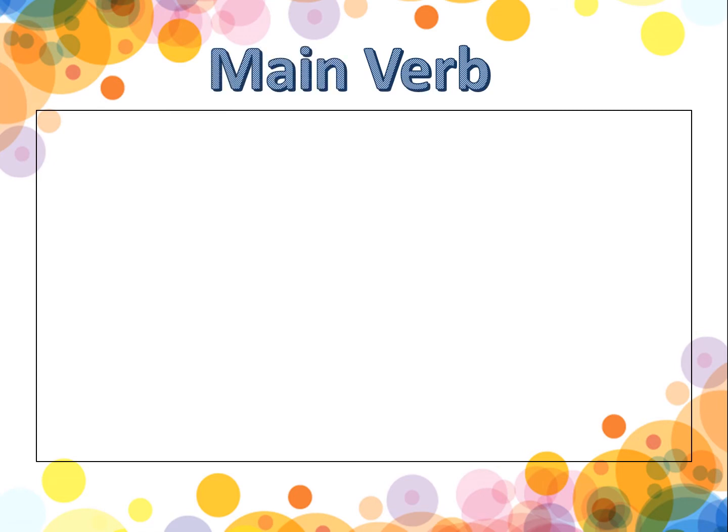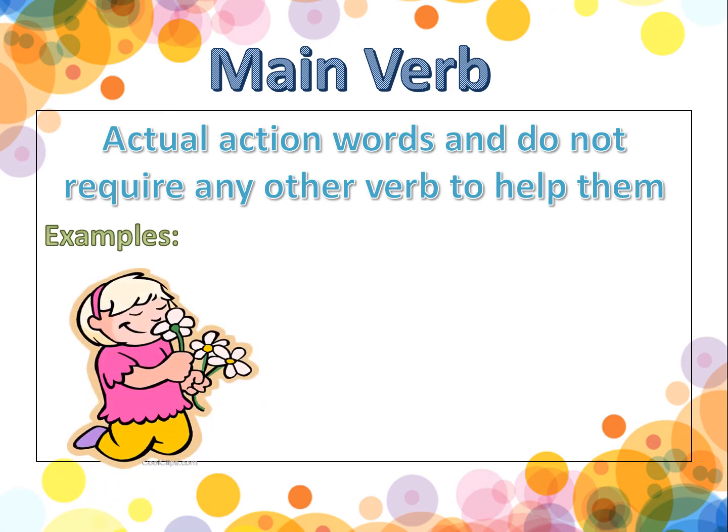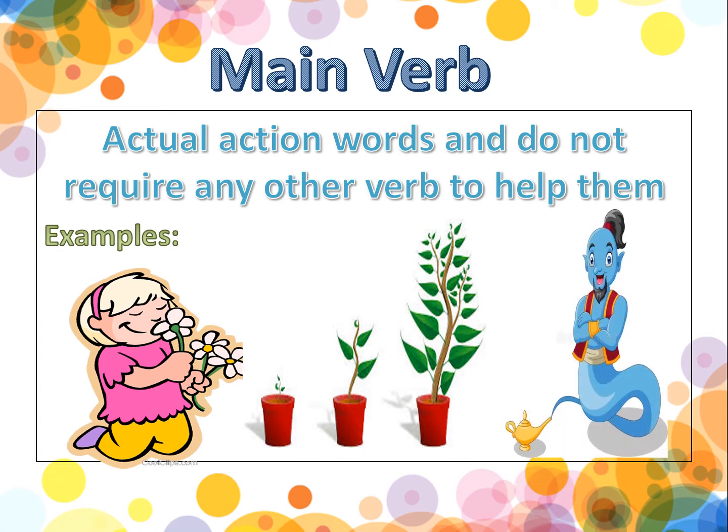The most important thing is main verbs. These are the actual action words and they do not require any other verb to help them. The examples are: she smells a flower, grow, appear. So smell, grow and appear are the main verbs.